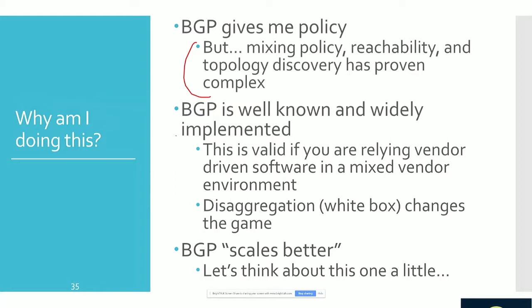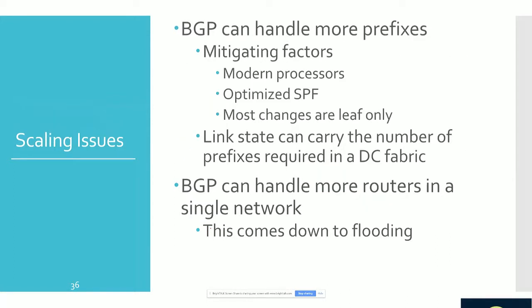So again, BGP gives me my policy, but mixing topology and reachability is getting very complex. It's well known and it's widely implemented, but this is valid if I'm relying on vendor-driven software in a mixed vendor environment. But disaggregation changes the game. So BGP scales better, but the scaling problem in BGP can be solved. If I think about BGP as my control plane, it can handle more prefixes, great. But I have mitigating factors against this.